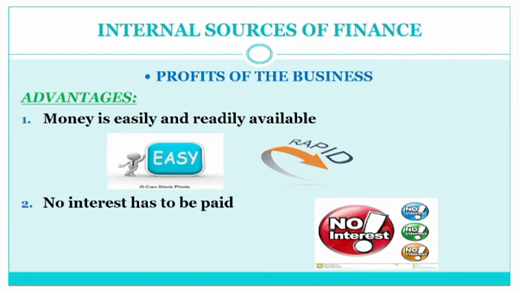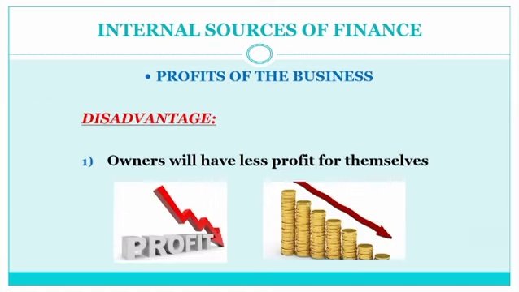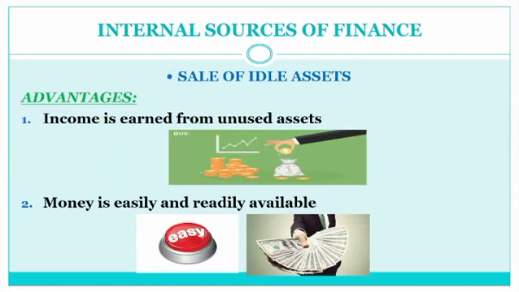Profits of the business. Advantages: money is easily and readily available, and no interest has to be paid. The disadvantage of using profits in the business is owners will have less profit for themselves. Sale of idle assets. Assets are the possessions of a business, like for example, machines, equipment, or furniture in the business.